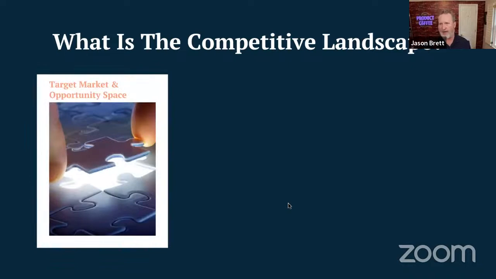So when I think about the competitive landscape, I think of it as a convergence of three things. And I think all three of these things have been mentioned here. One is the target market and the opportunity space. How are we defining the place that we play, the area, the geography, the map that we play on in the first place?